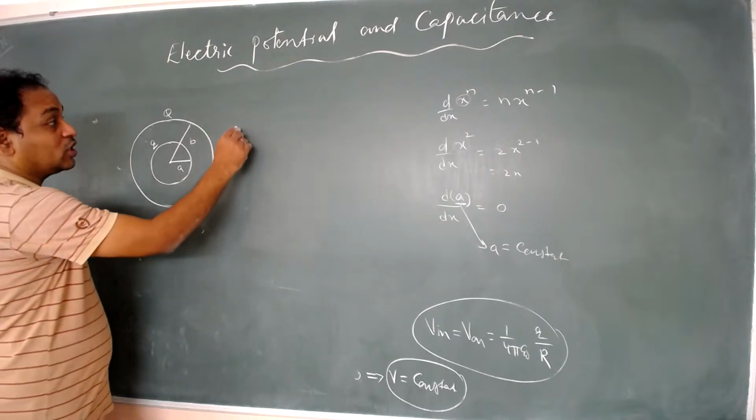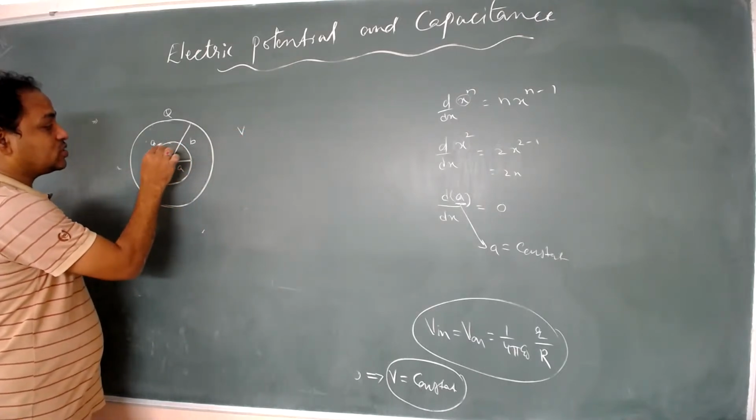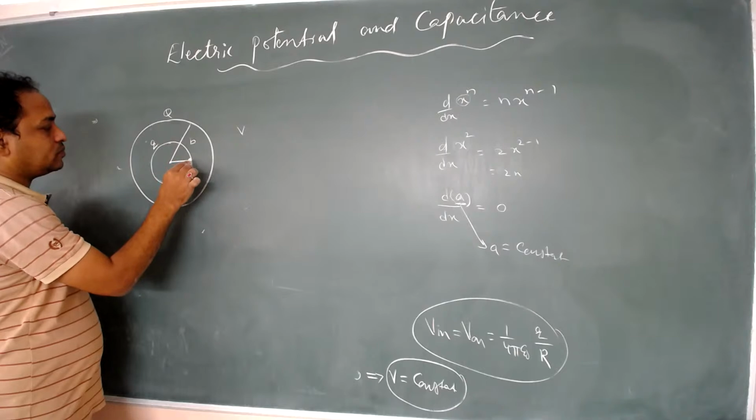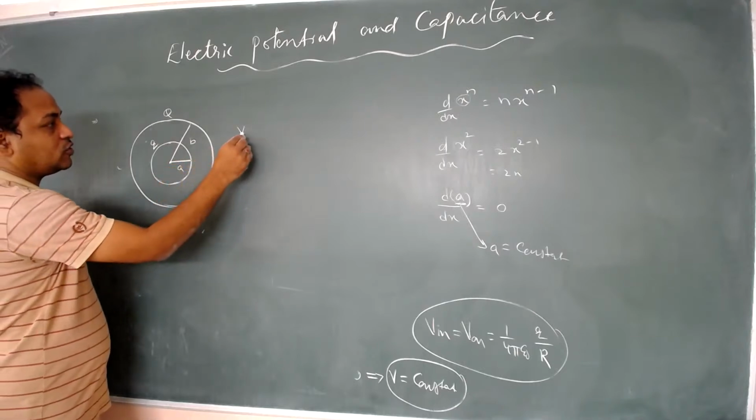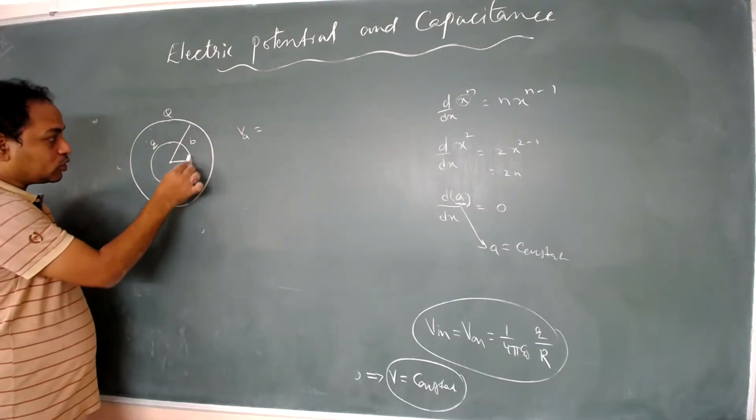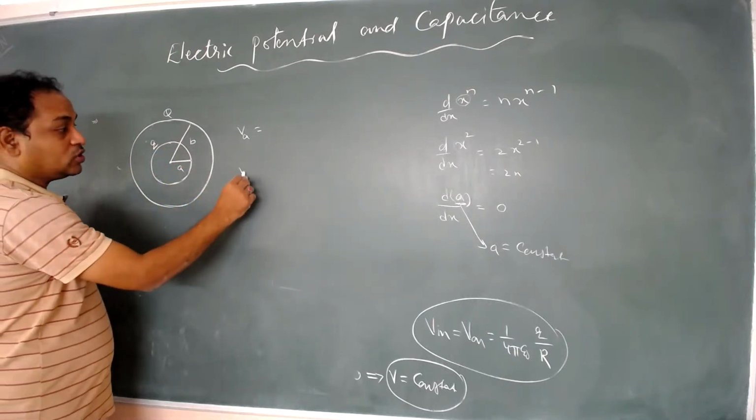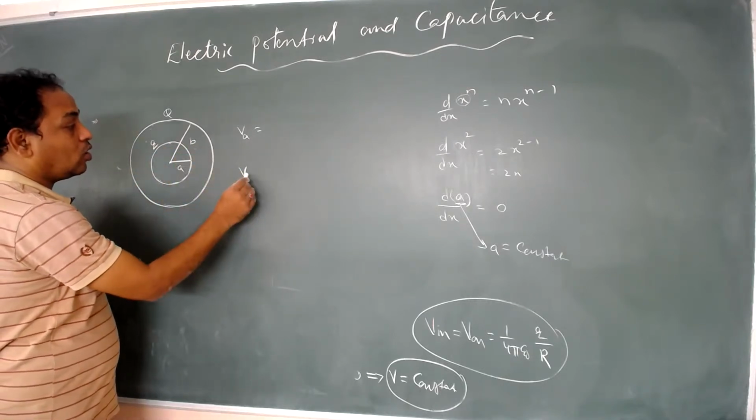Now, what is the electric potential on the surface of A? What is the potential on A? What is the potential on B?